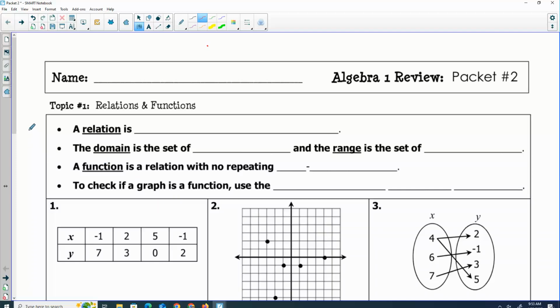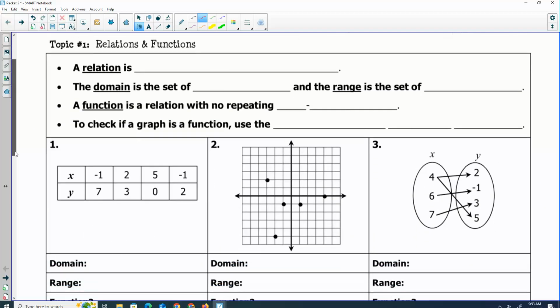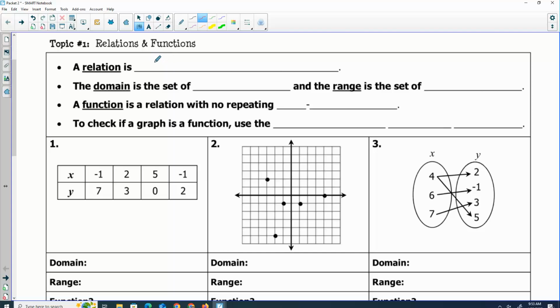So, when we are talking about functions and relations, and when we went through these, you might hear these terms. They're probably not going to ask you definitions on the EOC, but they'll use the word, so you need to know what they mean. A relation is just a set of ordered pairs. The domain is your x, and the range is your y. A function is a special type of relation where there are no repeating x values.